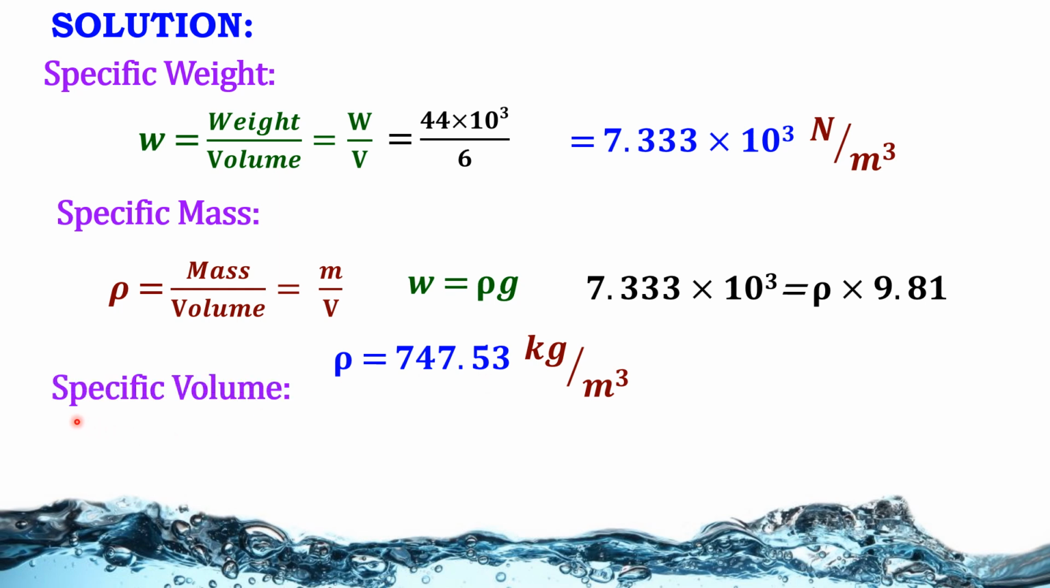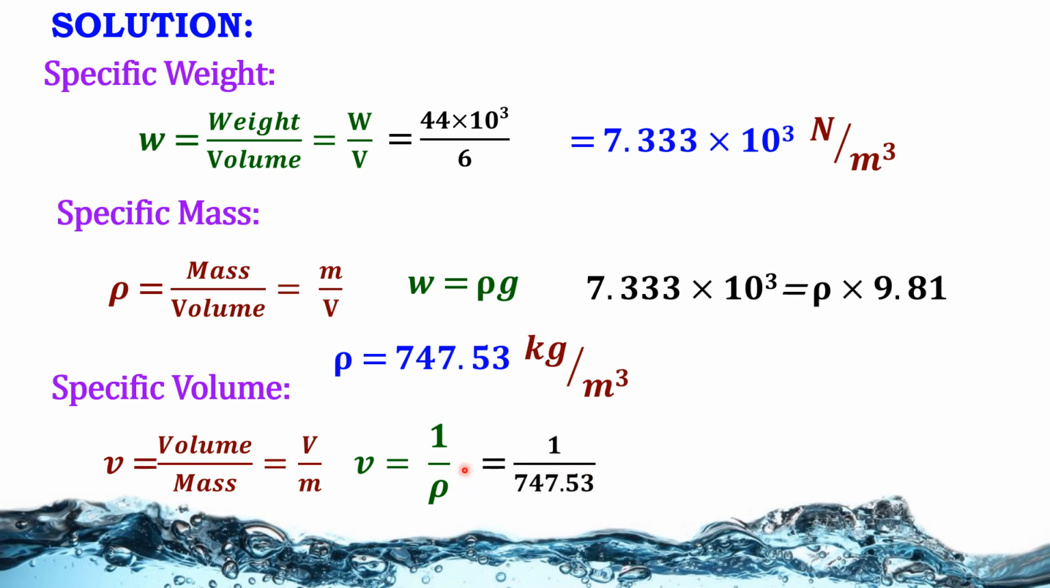Then they asked us to find specific volume. Specific volume is given by volume by mass. So once again, I'm not having my mass data, so I'm going for another formula. Specific volume is the reciprocal of density. So substituting the density value, I get specific volume as 1.33 into 10 to the power minus 3 meter cube per kg.